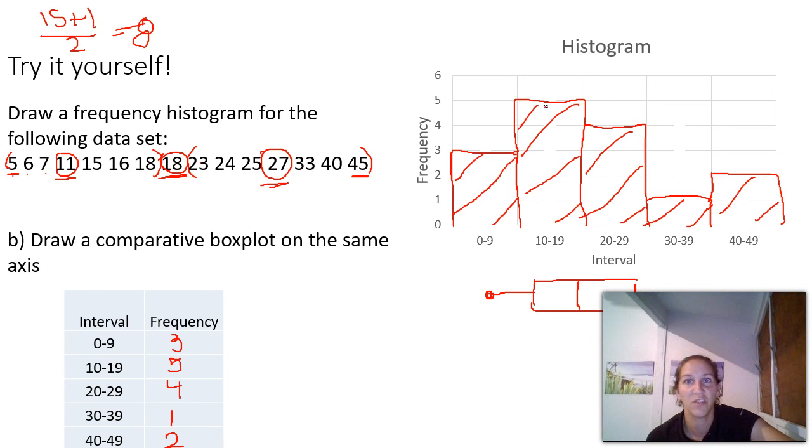There's essentially bigger boxes on this side than this side. So that's just a way that you can compare the data that you have, how you can quickly figure out what your data spread is. And essentially that's everything you need to know about histograms and comparative box plots.